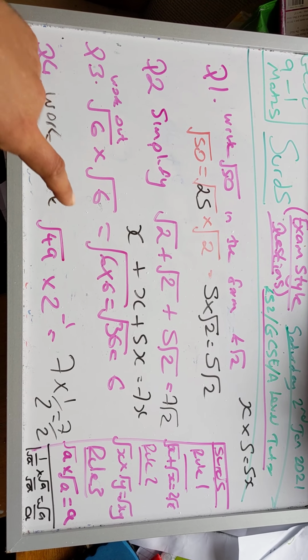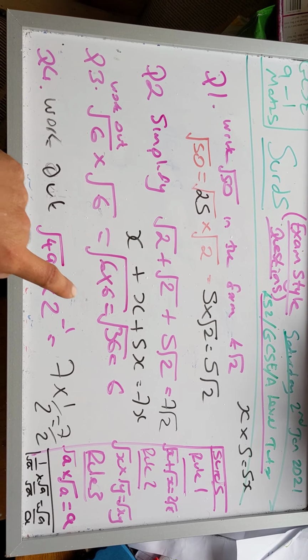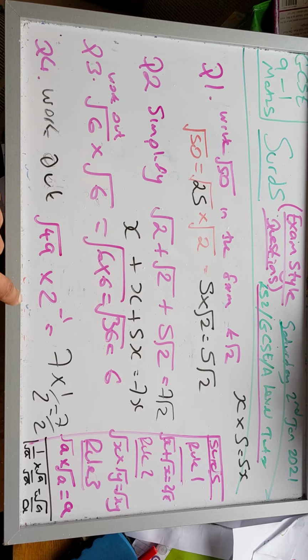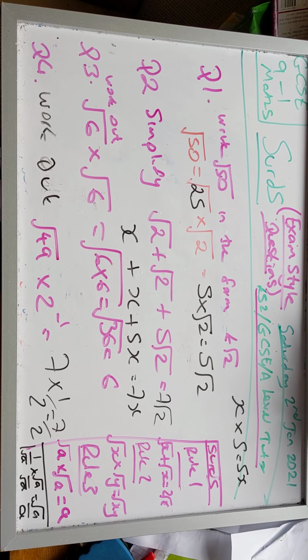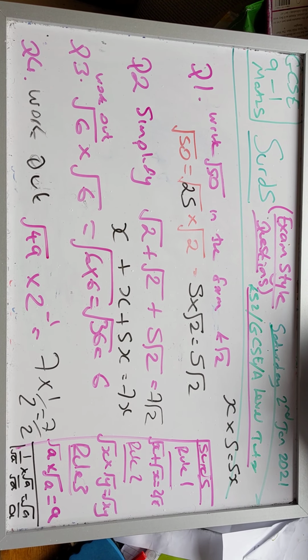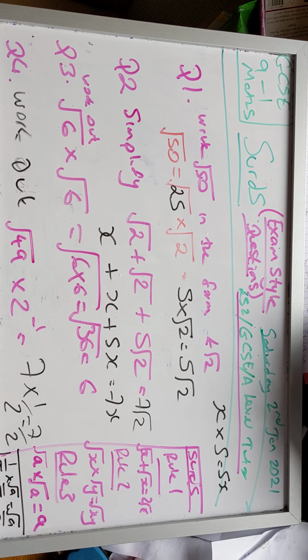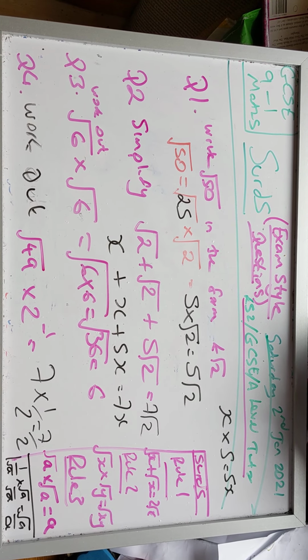But anyway, square root of 49 is going to be 7 times 2 to the minus 1. Well, 2 to the minus 1, from our previous video, is just 1 over 2 to the power of 1, which is going to be 1 over 2. So 7 times a half, which is 7 over 2, which is 3.5. So that is my work through questions for Surds.